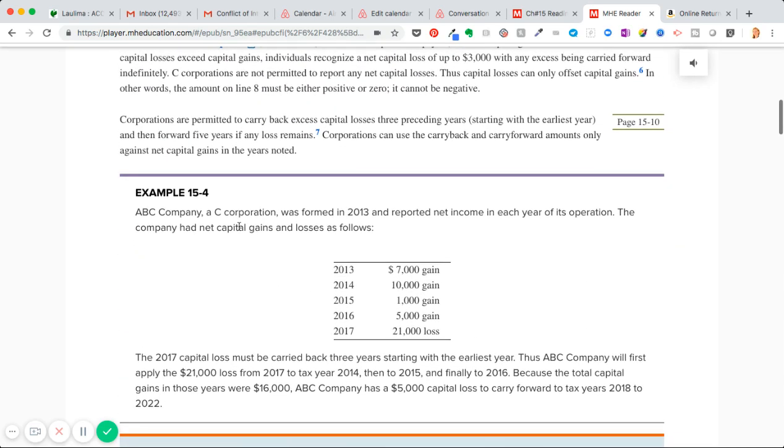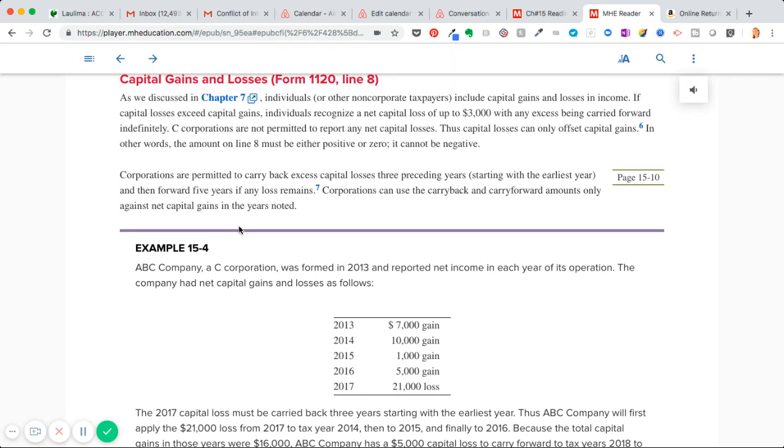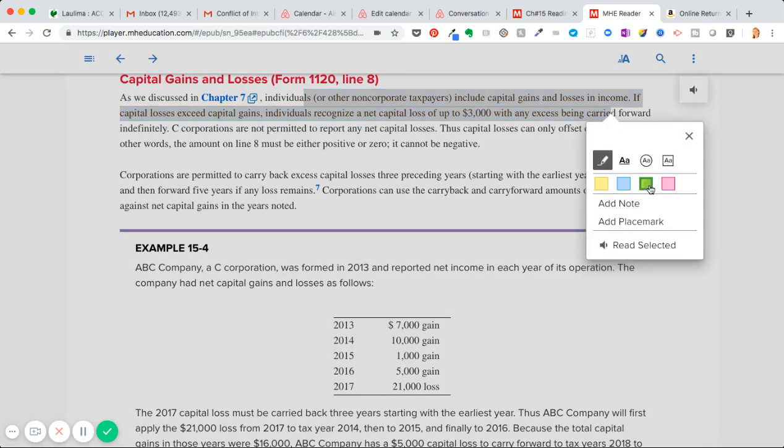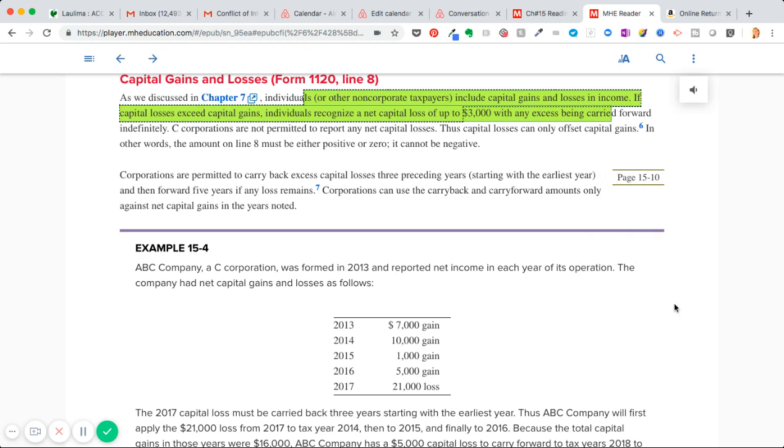Capital gains and losses. Just like we learned before with individuals, which is what they talk about here, we can deduct a net capital loss of up to $3,000 with any excess being carried indefinitely. S corps are not permitted to report any net capital losses, and instead capital losses can only offset gains. In other words, the amount on line 8 must either be positive or zero. It can't be negative. And so that really encourages reinvestment for corporations. It doesn't tend to be a problem. They're going to use those losses to invest in new things. And that's why the rule is that way, because it encourages them to continue investment even when they have losses.